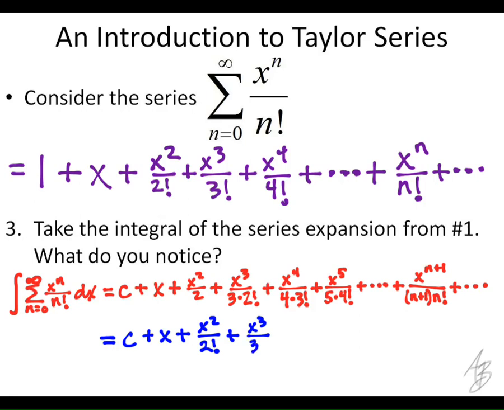3 factorial. What is x to the 4th? I'm sorry, what is 4 times 3 factorial? 4 factorial. And we have x to the 5th over 5 times 4 factorial, which is 5 factorial. And so on and so forth until we get to this term here.